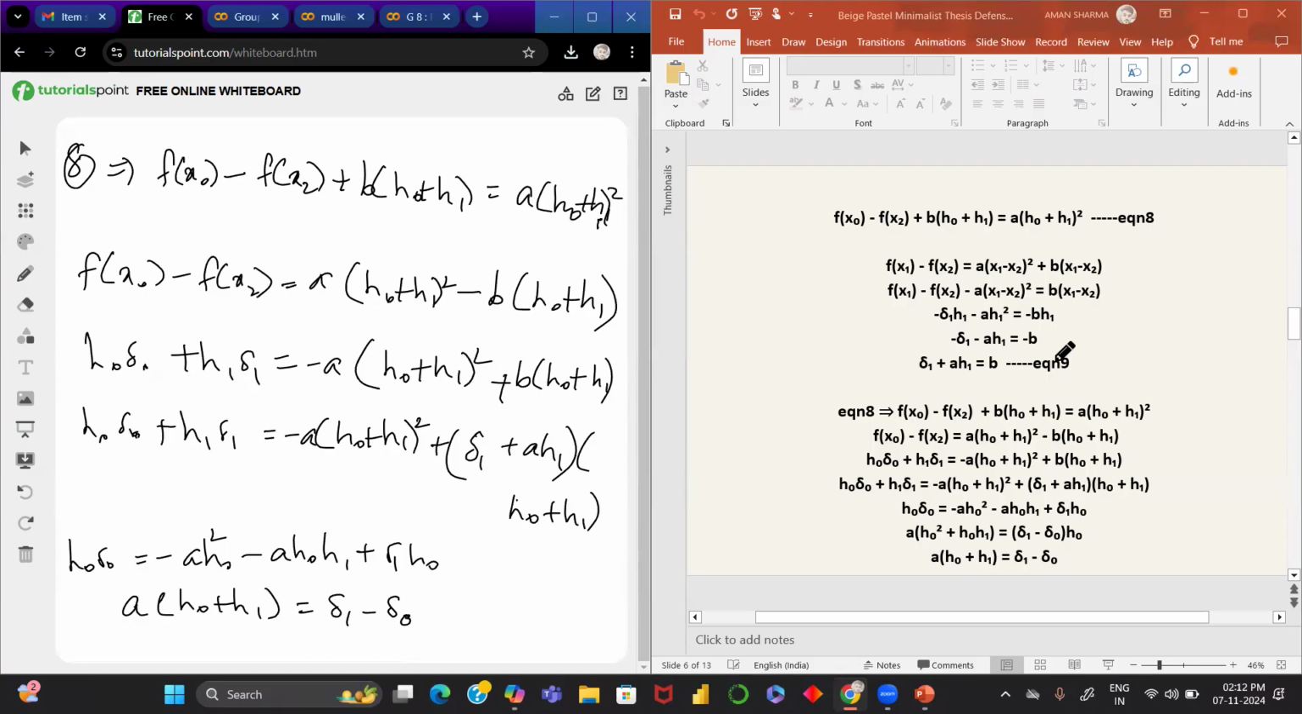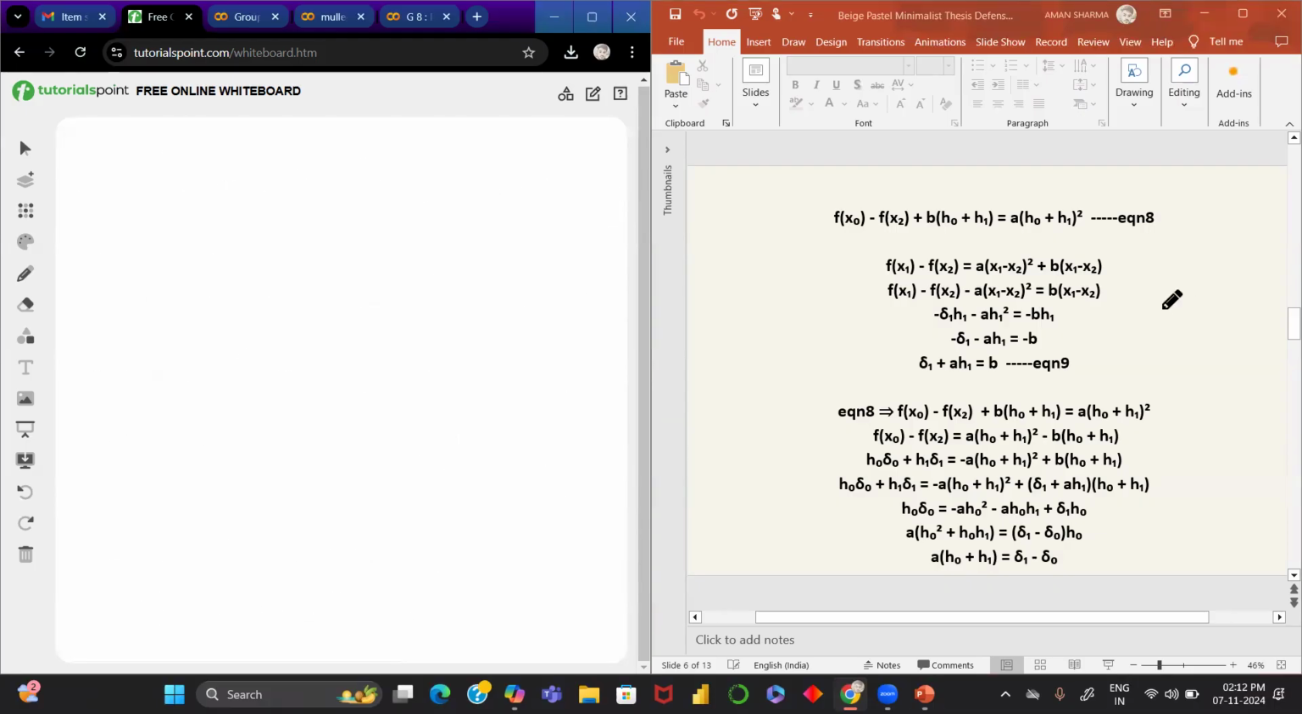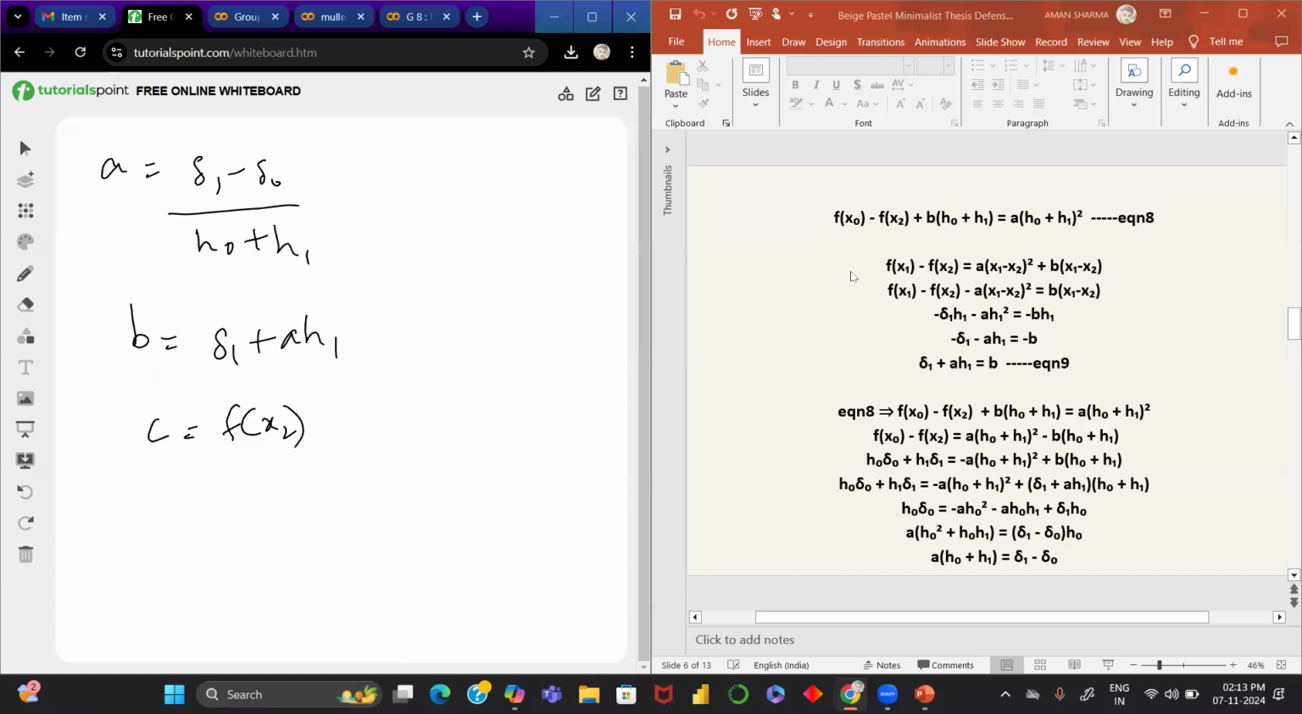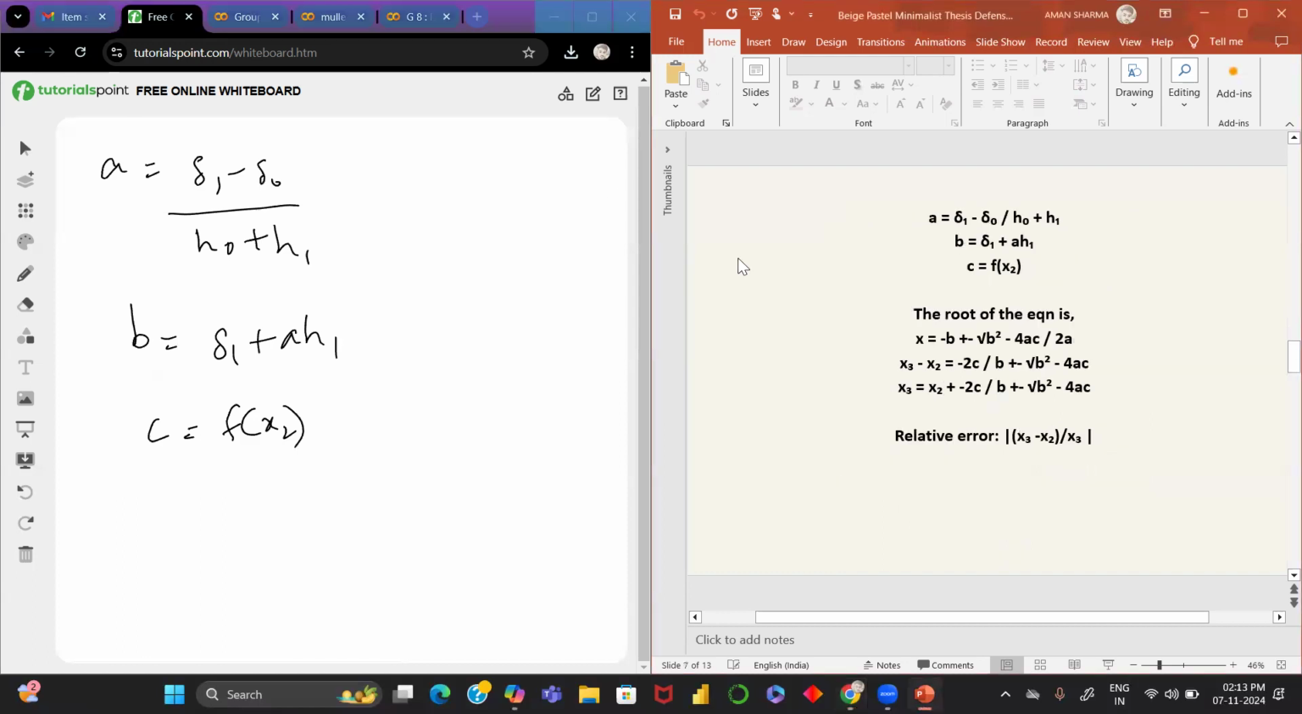From this we get the value of a, that is a is equal to delta 1 minus delta naught by h naught plus h1, and b is equal to delta 1 plus a h1, and c is equal to f of x2. So we get the values of a, b and c. From this we can estimate the root.